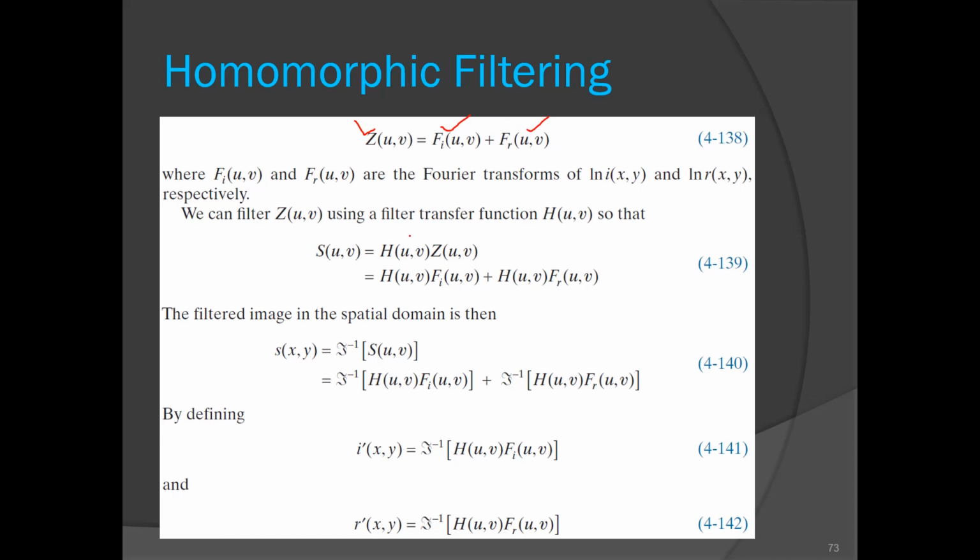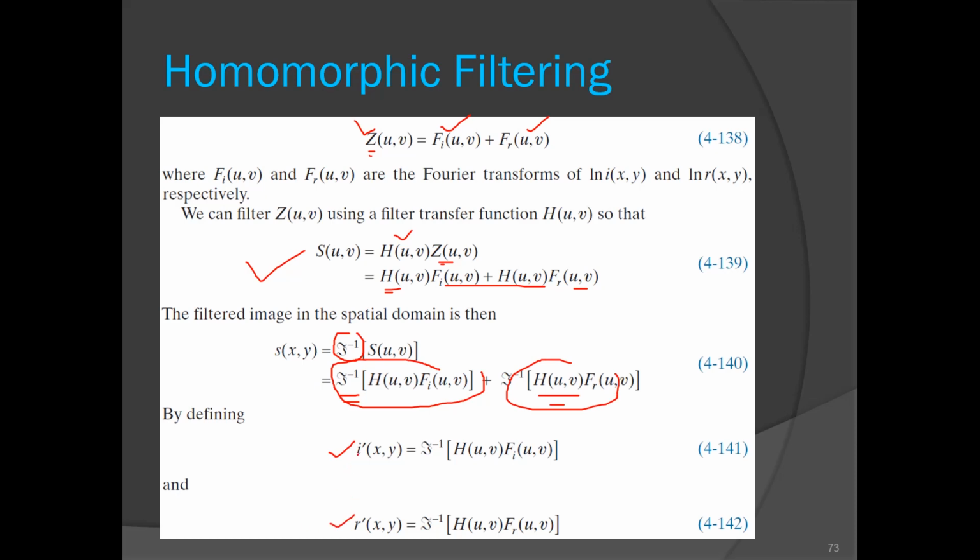Then we are applying our filter on this Z. Now, it is simply an array multiplication, so we can distribute h of uv. We have replaced Z by this. Then after this processing is done, we have to take an inverse. So we have taken the inverse of this. Now we can represent the inverse of this by this factor, and the inverse of this by this.